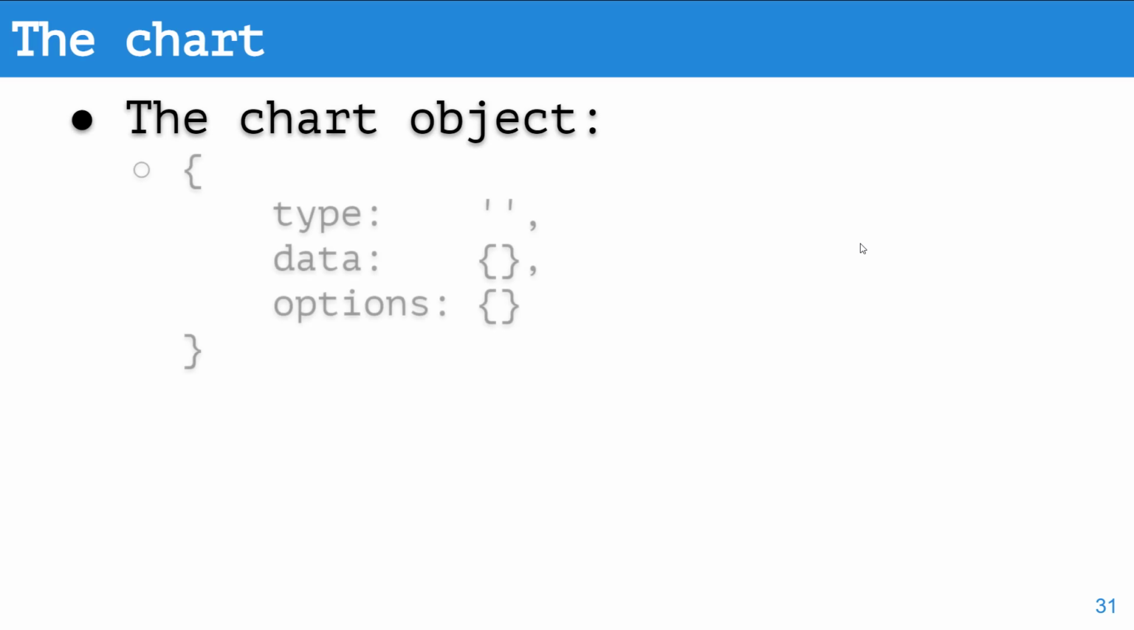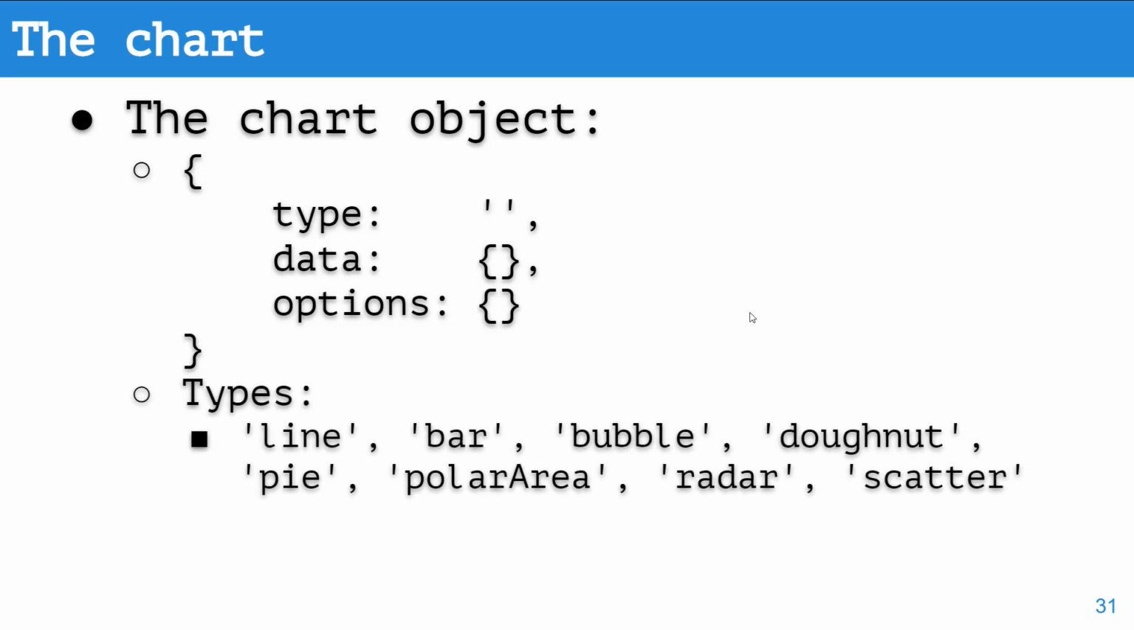So if we look at the basic structure of the chart object, there are three key things on the object: type, data, options. Sometimes type and data is enough. The way you set up your data may slide into what the defaults of the API are expecting. The big thing about type is, well, what type is it? Line, bar, bubble, donut, pie, polar area.